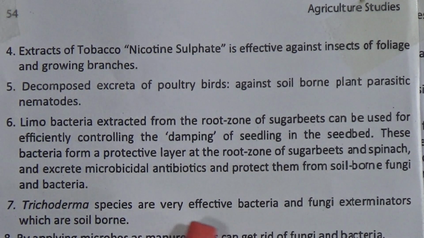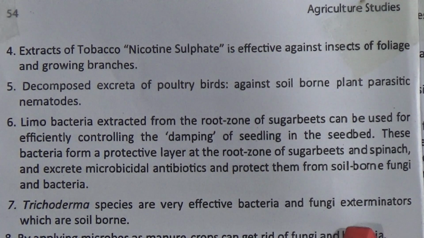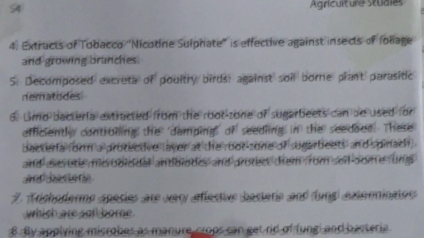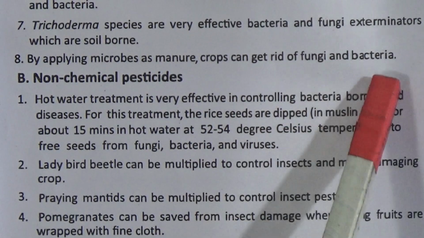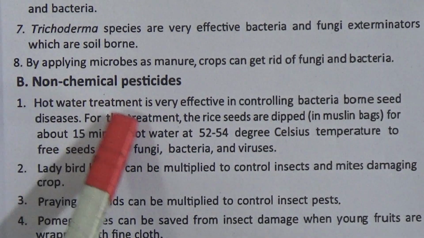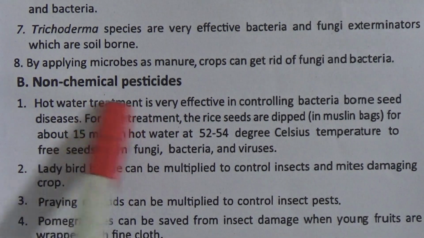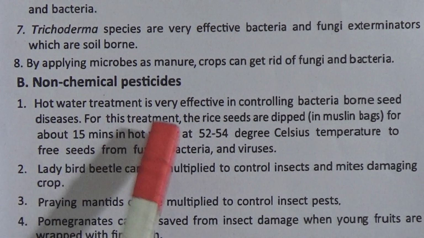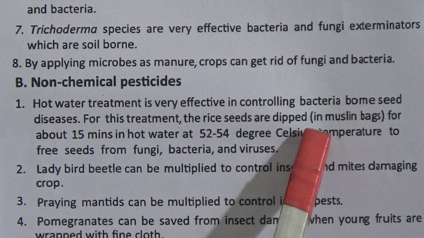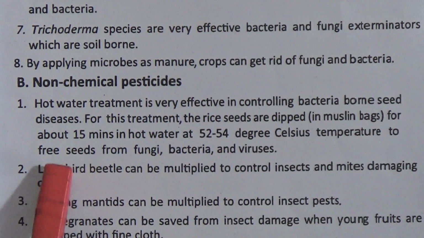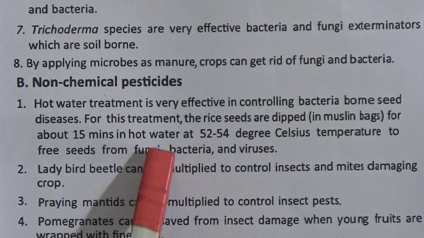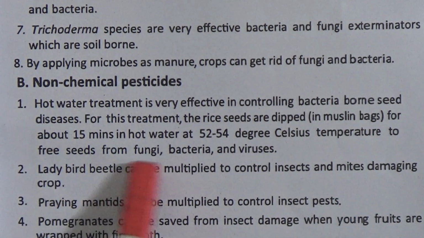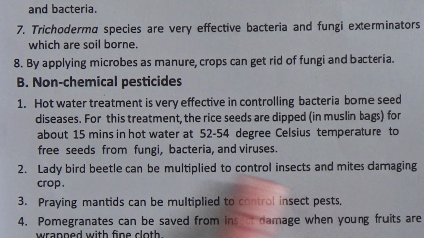Trichoderma species are very effective exterminators of soil-borne bacteria and fungi. By applying microbes as manure, crops can get rid of fungi and bacteria. Non-chemical pesticides. Hot water treatment is very effective in controlling bacteria-borne seed diseases. For this treatment, the rice seeds are dipped in muslin bags for about 15 minutes in hot water at 52 to 54 degrees Celsius temperature to free seeds from fungi, bacteria and viruses.